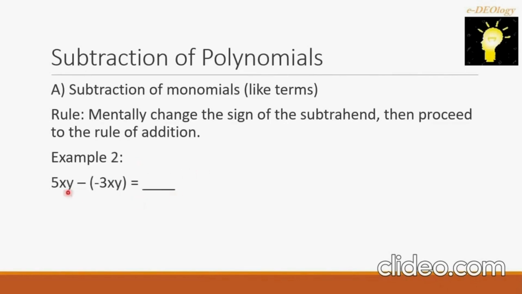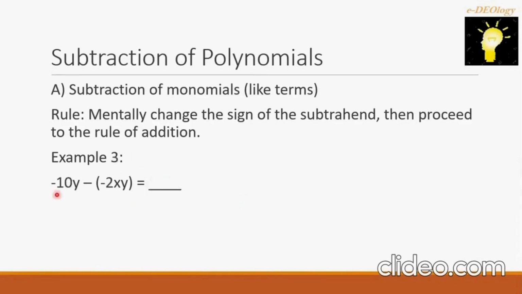Example 2. 5xy minus a negative 3xy. So we will change the sign of the subtrahend. From negative, it becomes positive, and the sign becomes addition. So the minuend is simply copied here. Then we will now combine the 5xy plus the 3xy. So we have the final answer as 8xy.